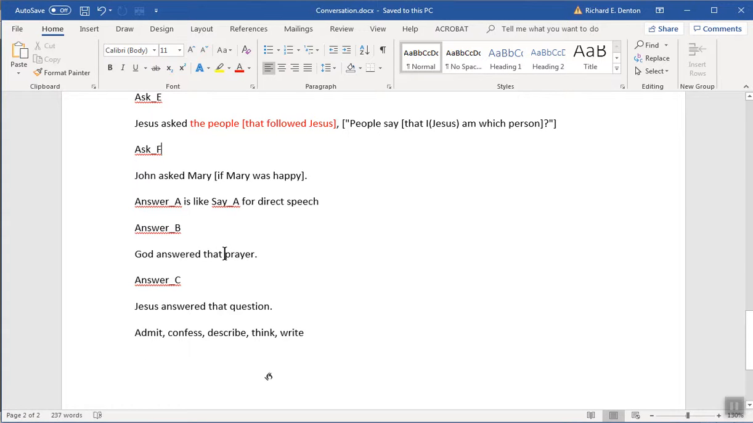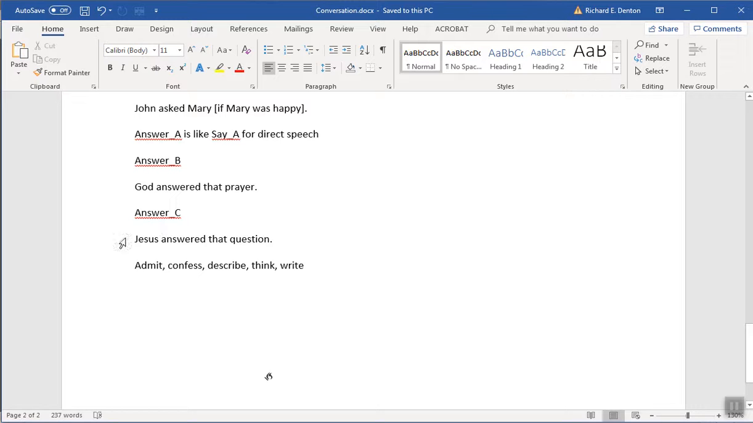God answered that prayer. Answer C is to answer a question. Jesus answered that question. Now, I haven't shown you every example of the verbs that express communication. There's admit, when someone admits that he did something wrong. Confess. Right now we have this as a word that you can use in general, but in my opinion, confess ought to be always paired as a complex concept with admit. There's describe, think, and write.